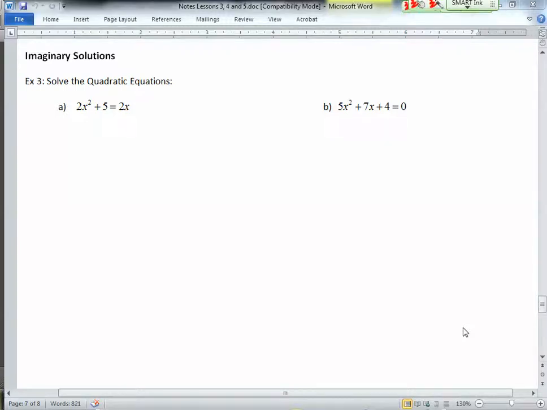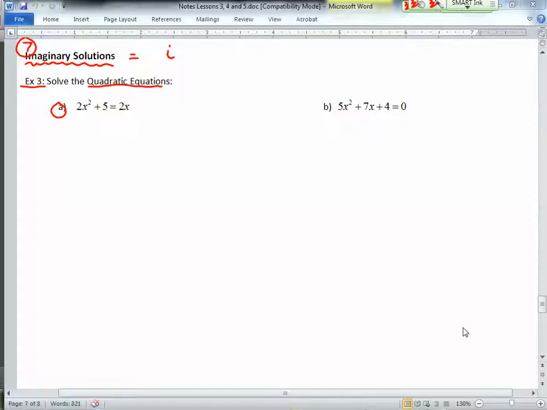Okay, this will be example 3, letter A from lesson 5 notes packet. And this should be page 7. So same process here. We're going to solve this quadratic equation using the quadratic formula, but it's letting me know that I'm going to end up with imaginary solutions, which means I'm going to have some i's in my solution.